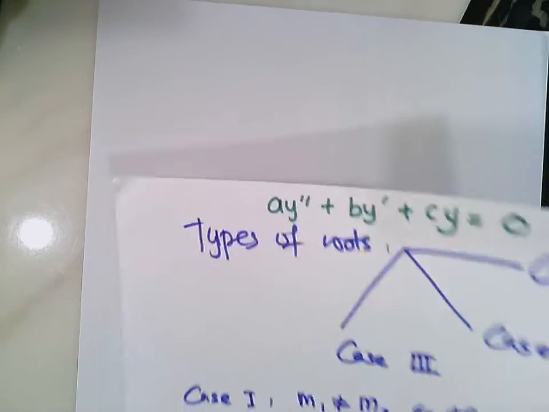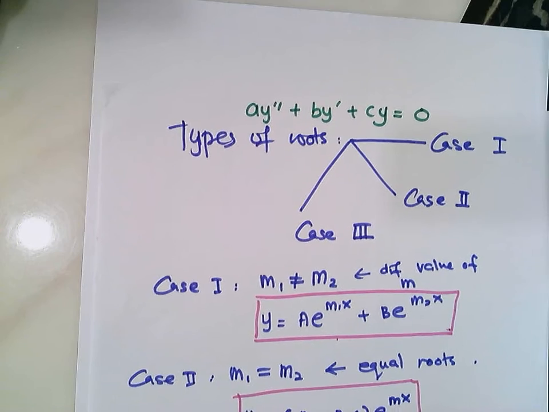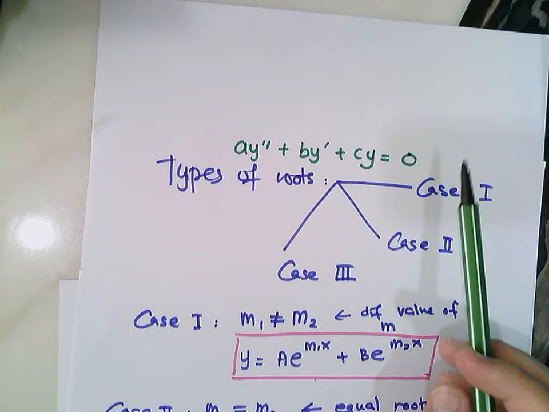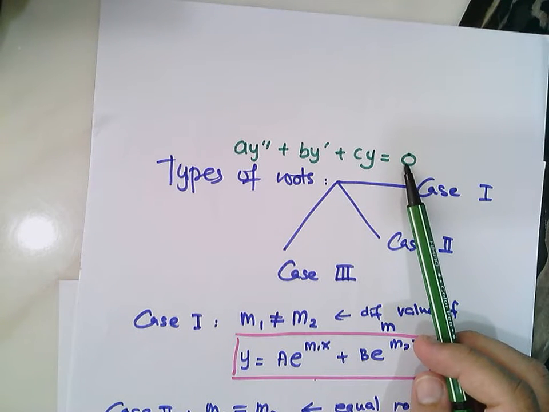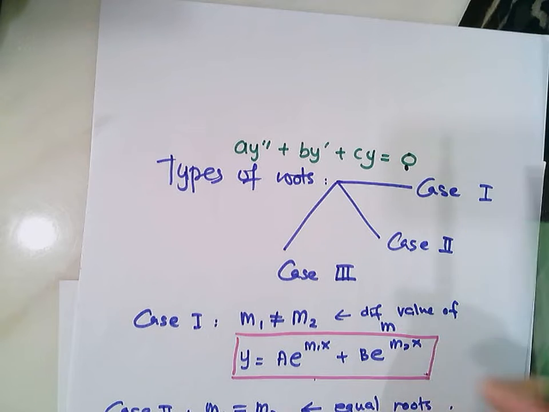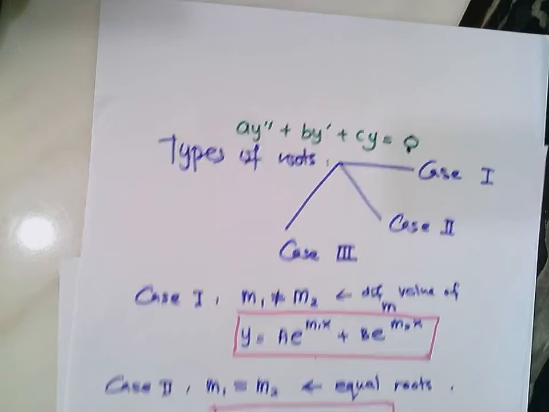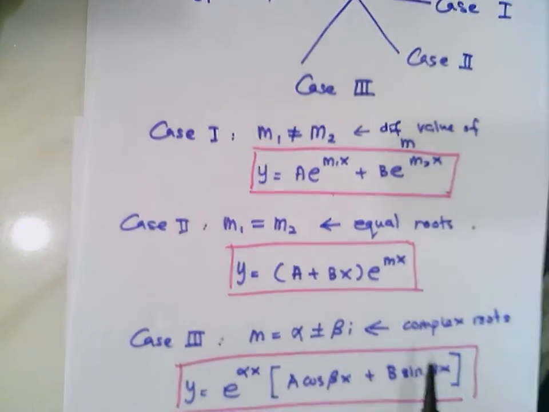So have you watched my first video? If you already watched my first video, I already discussed how to solve homogeneous equation with constant coefficient. Okay? So when you have homogeneous equation with constant coefficient, as you can see here on your right hand side, your fx is equals to 0. So when solving homogeneous equation, you will be involved with three roots. Either different roots, equal roots, or complex roots.